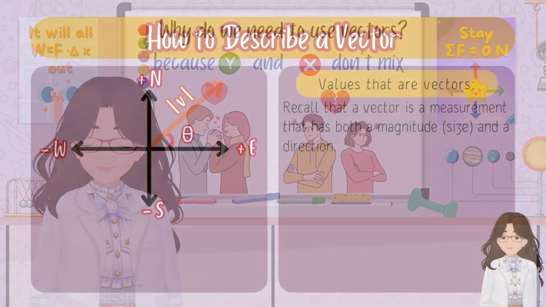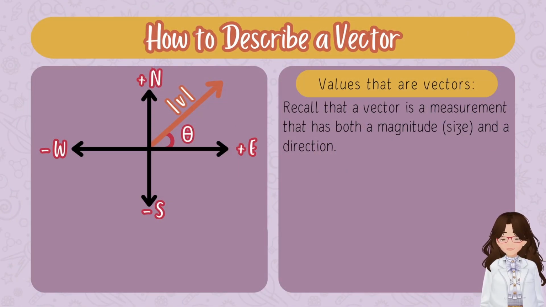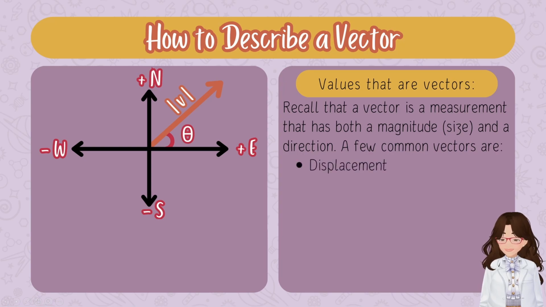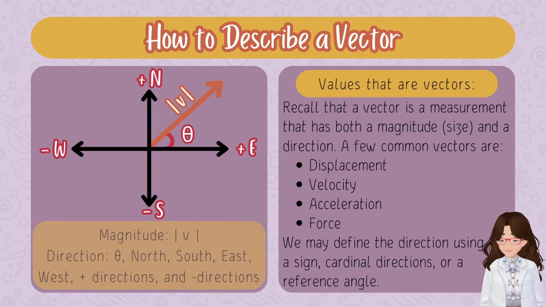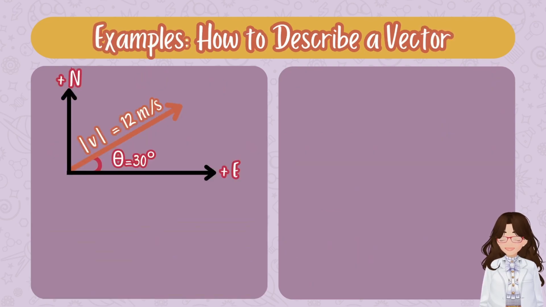So let's get started. First, let's talk about how to describe a vector. What is it? Well, recall that it's a measurement that has both a magnitude or a size and a direction. A few common vectors are displacement, velocity, acceleration, and force. We have the magnitude or the value that's associated with this measurement, but also there's going to be the direction. And you can do this in many ways using signs, either positive or negative, cardinal directions like north, south, east, and west, or a reference angle. And in fact, today we're really going to be using all three of these so you get a glimpse of where they are useful.